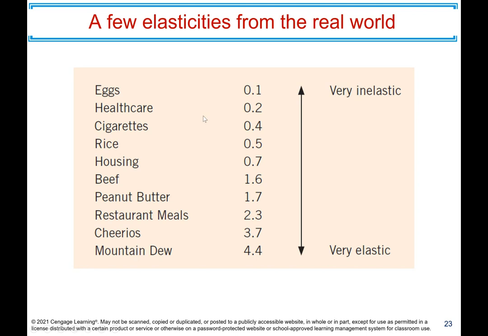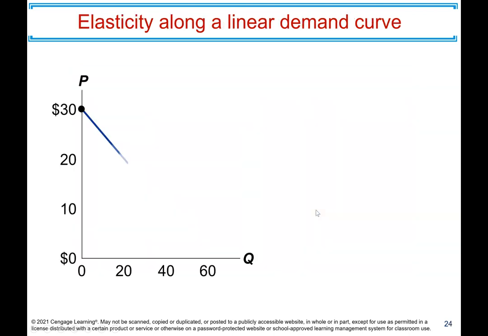Eggs are fairly inelastic. Healthcare, fairly inelastic demand. Cigarettes, rice, housing, fairly inelastic. Beef, that is greater than 1, that is elastic. Peanut butter, restaurant meals, Cheerios, Mountain Dew become more and more elastic as you go down there.